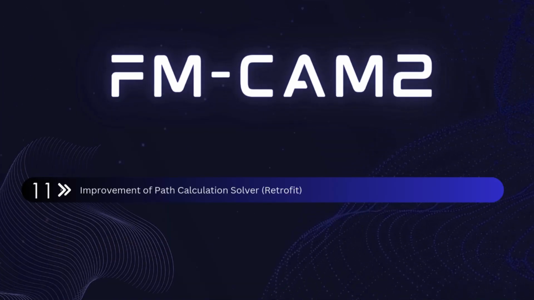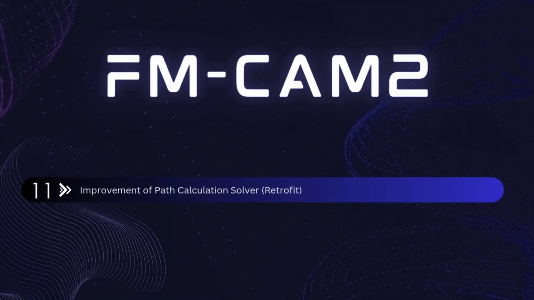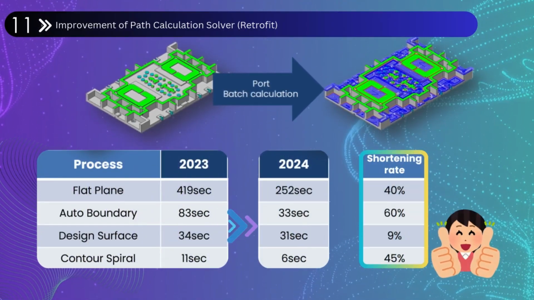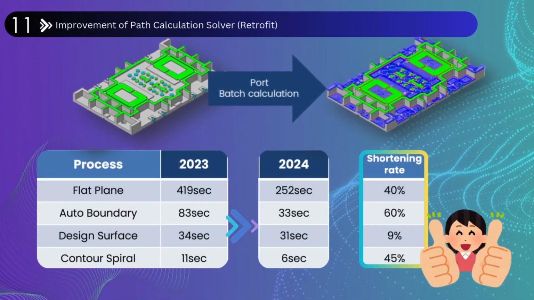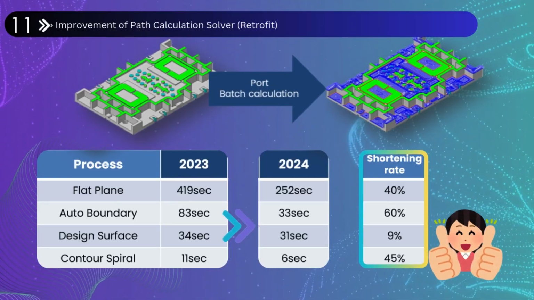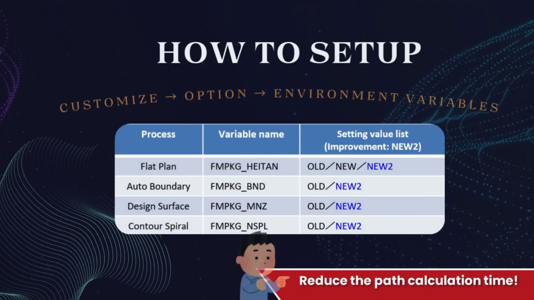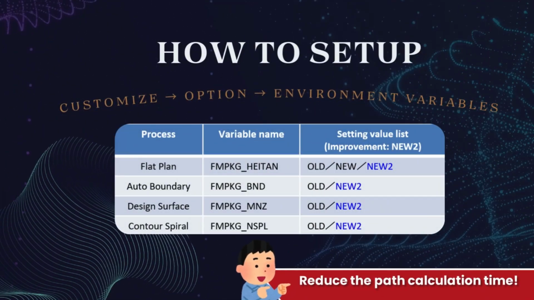This year about FMCAM2. Many processes have been improved in terms of path calculation, resulting in a speed increase of over 40%. As for the settings, they can be easily configured using environment variables.